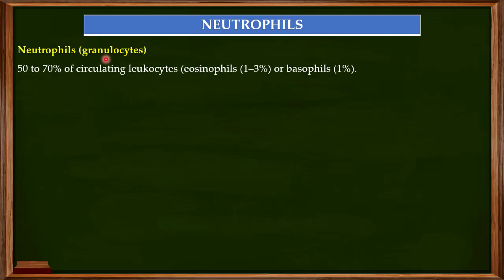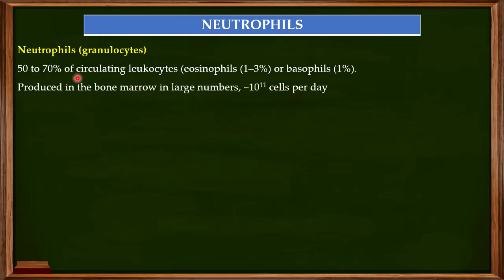If you talk about their number, neutrophils are the most abundant circulating leukocytes, and they make up about 50 to 70% of the leukocytes of the blood. And if you compare them within the class of the granulocytes, they are much more abundant, because eosinophils only make up about 1 to 3%, and basophils only make up about 1% of the circulating leukocytes. So that means neutrophils are the most abundant leukocytes in the blood.